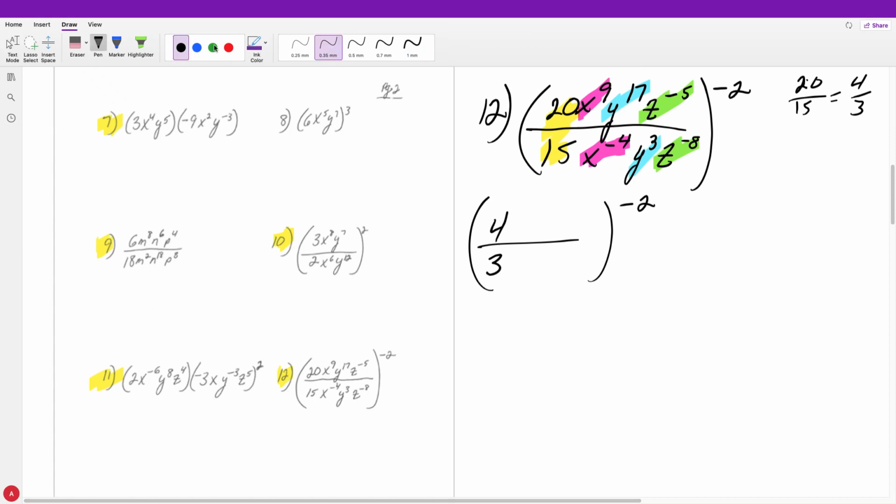Then here, I ask myself, where do I have more x's, in my numerator or my denominator? Well, 9 is greater than -4, so I have more x's in my numerator. And 9 minus -4, because that's our rule with division, it turns to plus, so now I have x to the 13th power. And then I move on to my y's. Well, 17 is greater than 3, so I will have more y's in my numerator. So now I will write 17 minus 3, which is equal to 14. So it's y to the 14th.